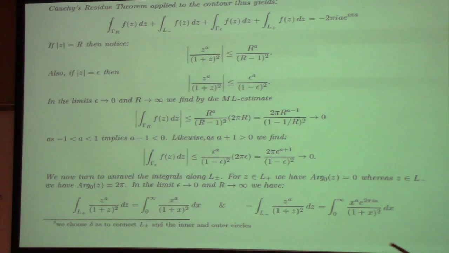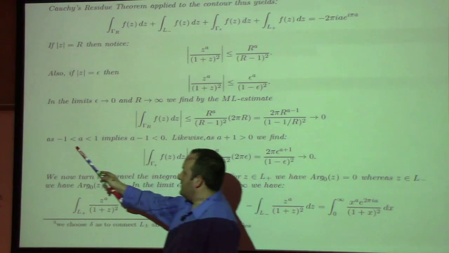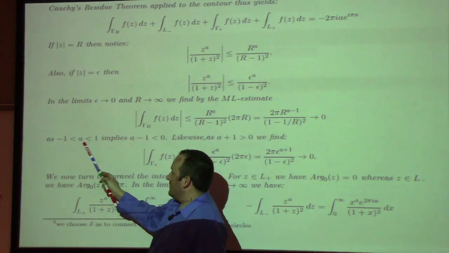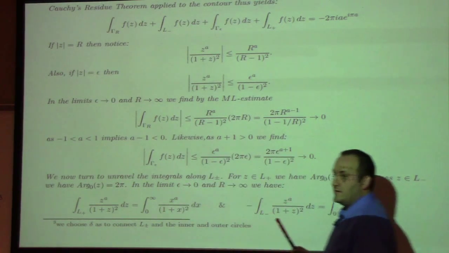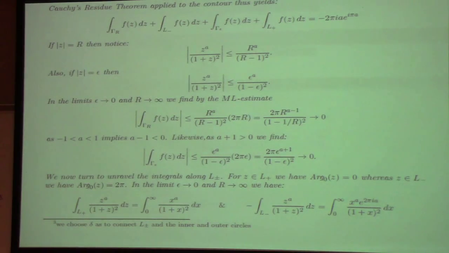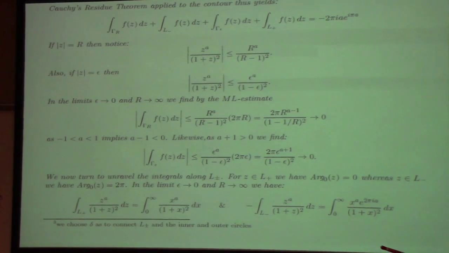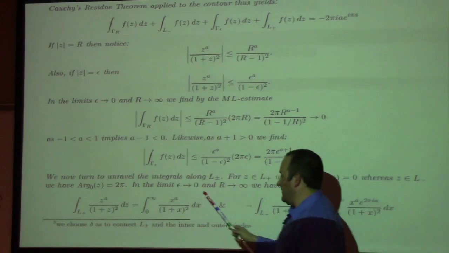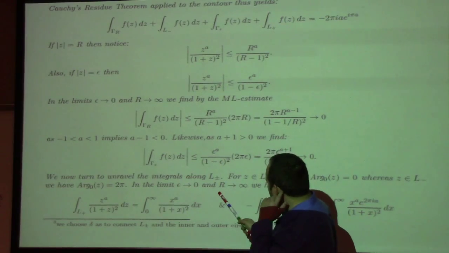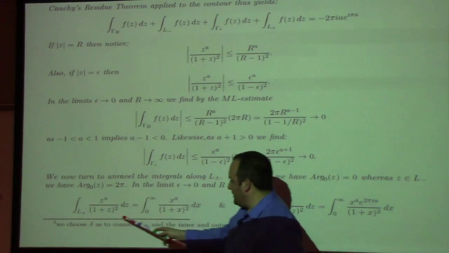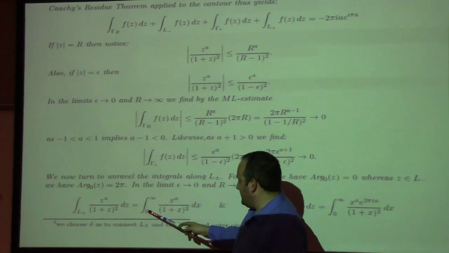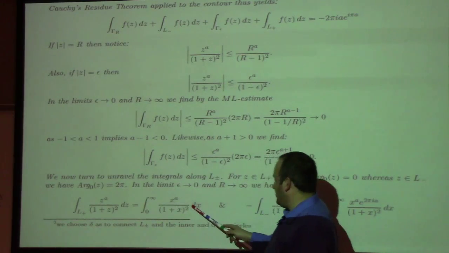So in total, you see we need the condition minus 1 is less than a and 1 is greater than a if you put these two together. In other words, the absolute value of a is less than 1 is the condition we need for both of these contours to simultaneously vanish by an ML argument. So in the limit as epsilon goes to 0 and r goes to infinity, the L plus integral becomes the integral from 0 to infinity of this divided by that.